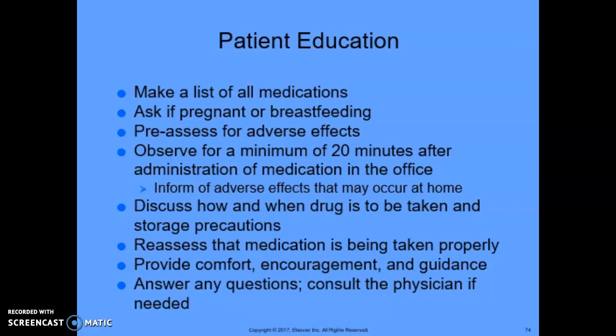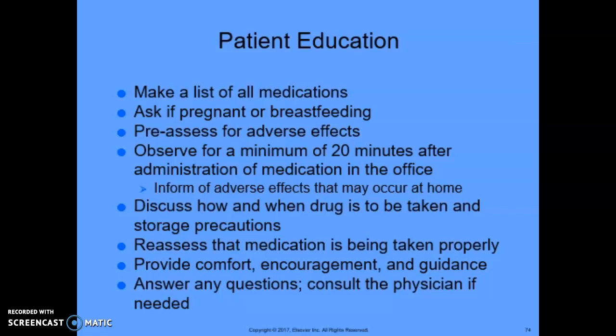Discuss how and when a drug is to be taken and any kind of storage precautions. Reassess the medication is being taken properly when they come back in, as well as provide comfort, encouragement, and guidance, because a lot of times they're not feeling well or they're taking this medication because their health is not good. So that's a huge part of our job, guys, is just to provide comfort, encouragement, and guidance. Isn't that awesome? Also, answer any questions and consult the physician if needed.